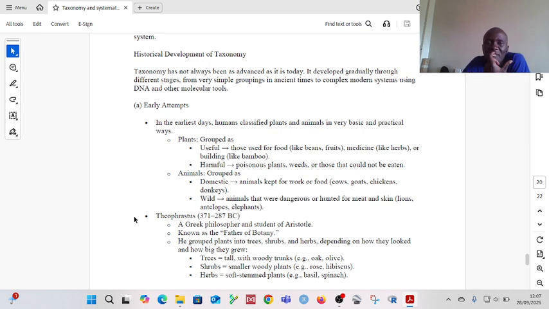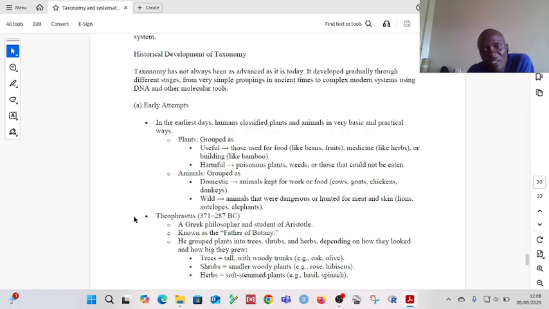So in the early days, humans classified plants and animals in very basic and practical ways. Plants were grouped as either useful, those ones that were used for food, medicine, or even building. Then others were just grouped as harmful, the poisonous ones, the weeds, those ones that could not be eaten. Animals were just grouped as domestic and wild.